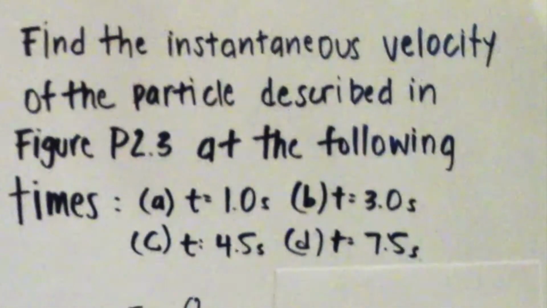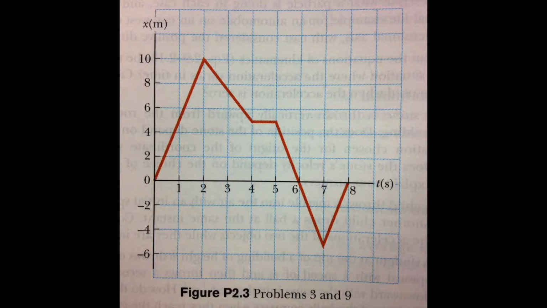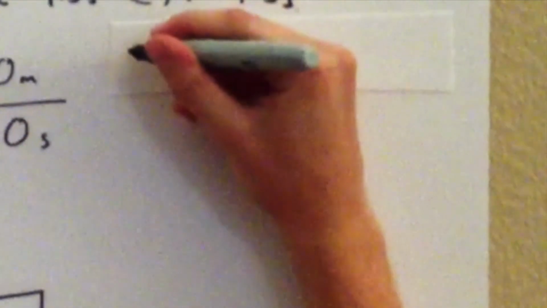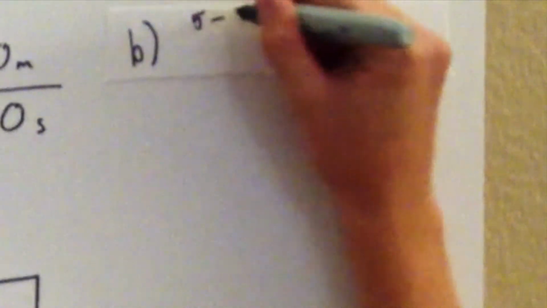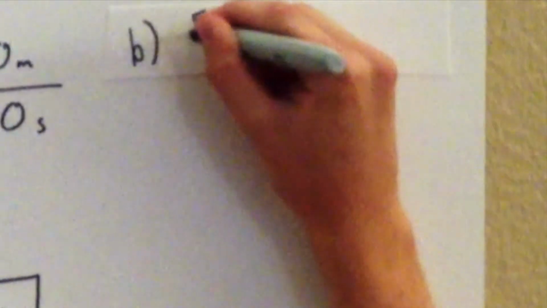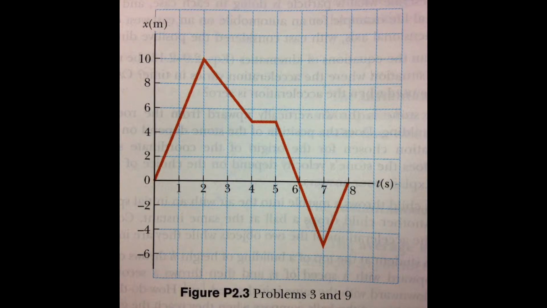So now let's take a look at B, or at 3 seconds. If we take a look at the graph, we notice that the distance it started traveling at, the initial distance, is 10, while the final distance is 5. So we can plug that into our equation. Now if we take a look at the graph again, we find that the initial time it started at was 2 seconds, while the final time was 4 seconds. And we can plug that into our equation.